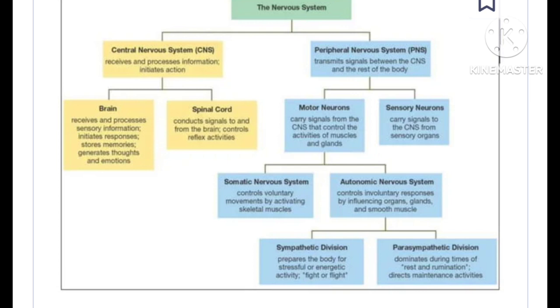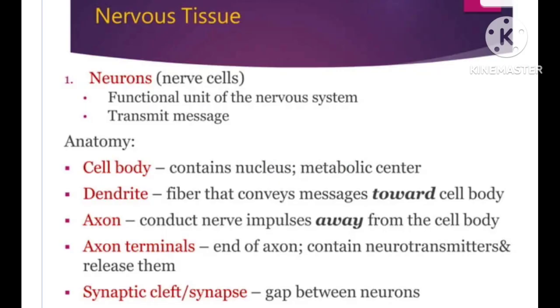And peripheral nervous system includes motor neuron, sensory neuron, and it is divided into somatic nervous system and autonomic nervous system, which we have discussed. So next one is nervous tissue. Neurons is also known as nerve cell, functional unit of the nervous system, and it transmits messages.